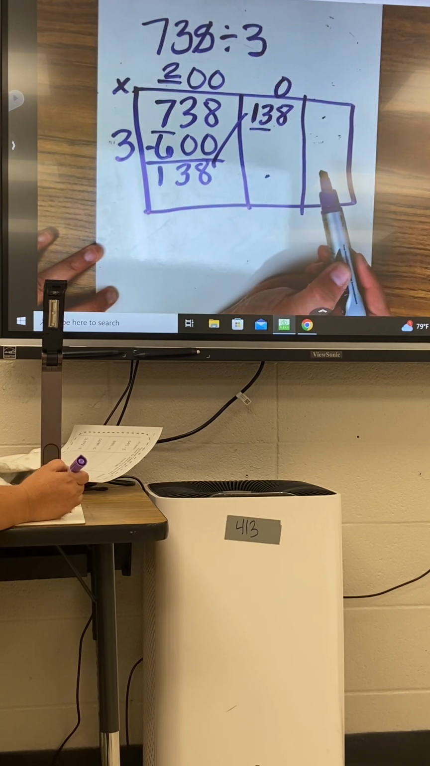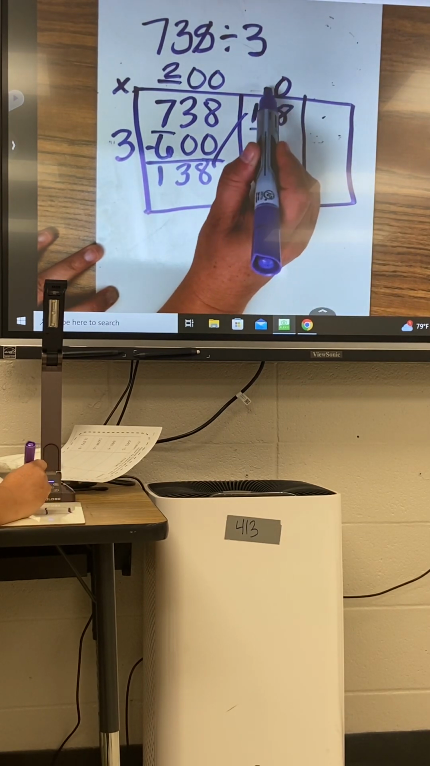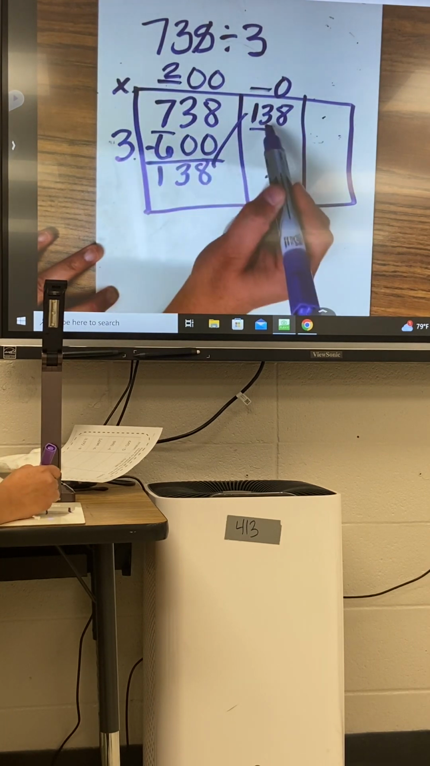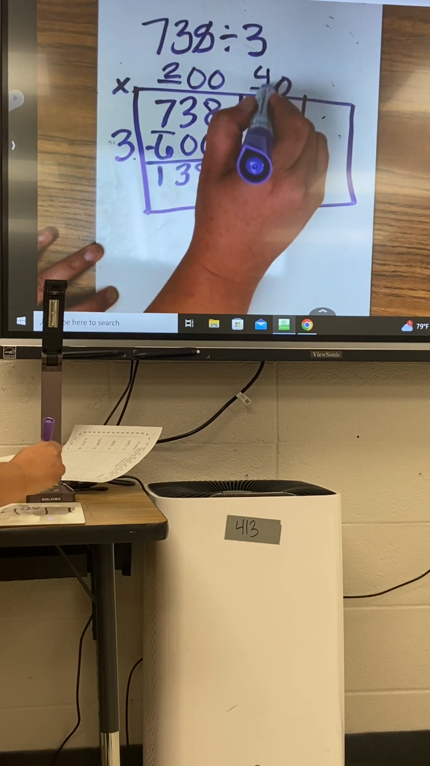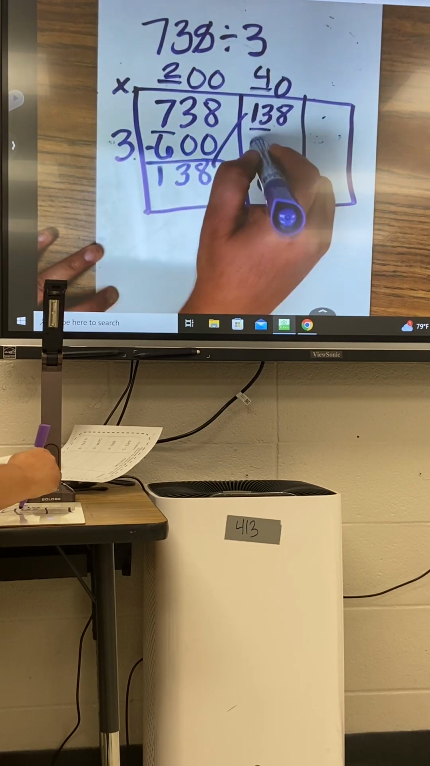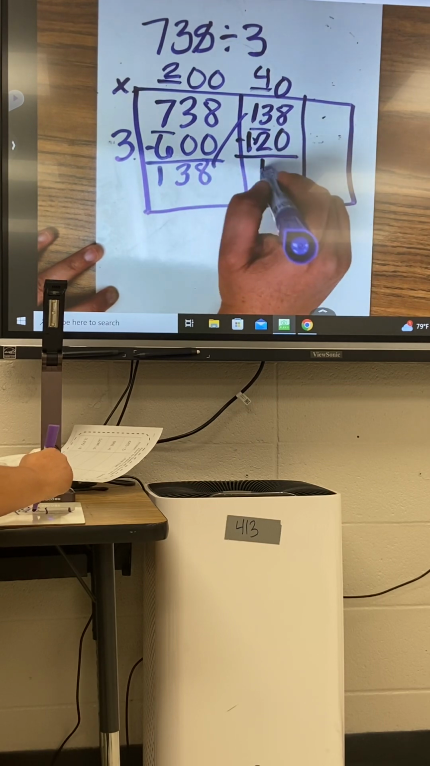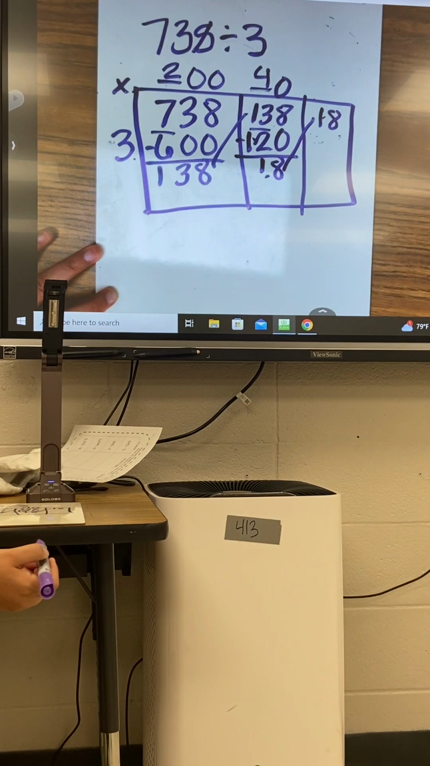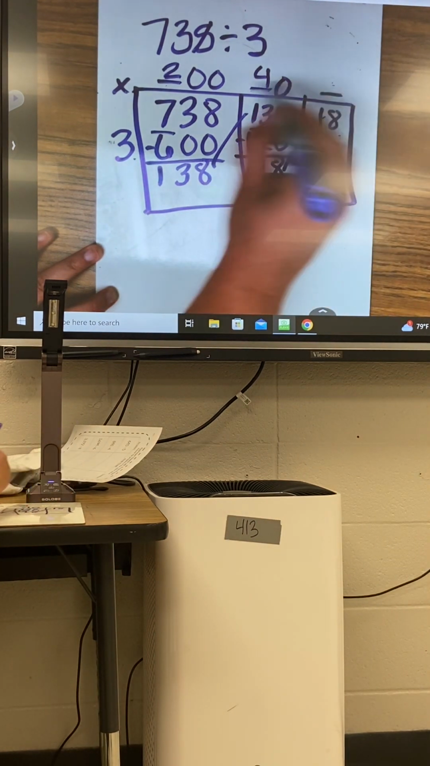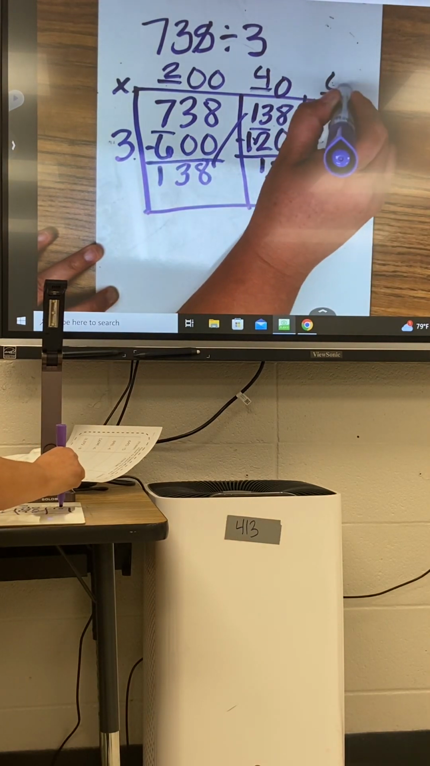Right, so I have 13 tens. What times 3 is closest to 13? Well, that's going to be 4. So 40 times 3 is 120. That leaves us with 18. I'm going to move the 18 to the ones place. Again, what times 3 gets us closest to 18? Well, that's going to be 6.